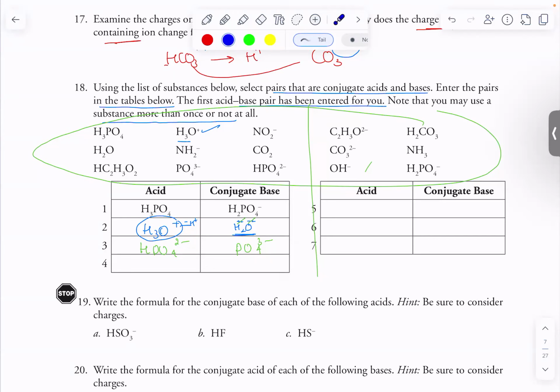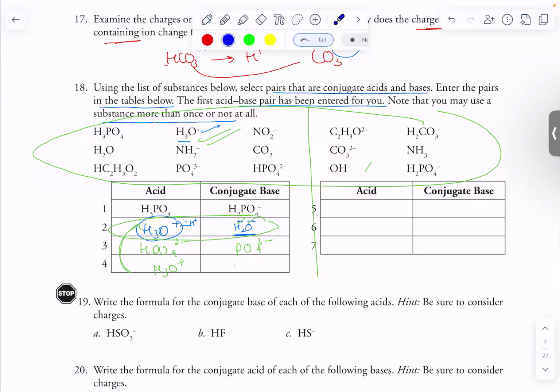Okay, then let's see, H2O would be a conjugate base and its acid would be H3O positive, which is in the list. Yes, absolutely right. So what should I write? H3O positive. Here it is. And then we have done that already, the second number.